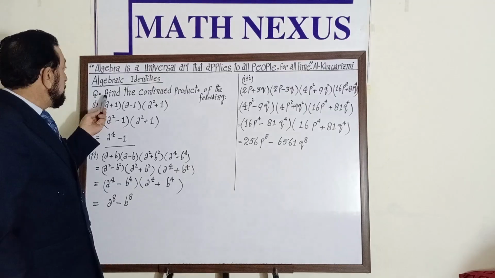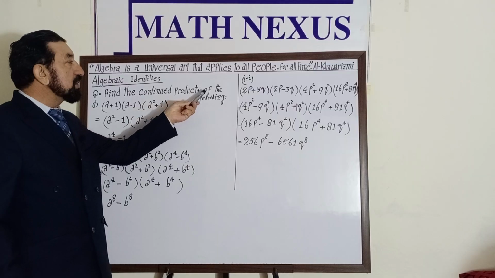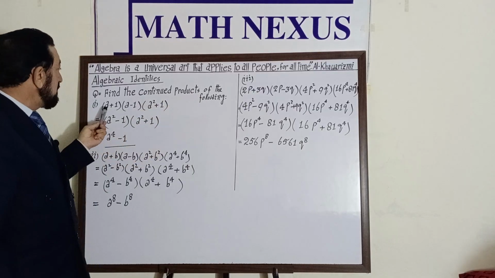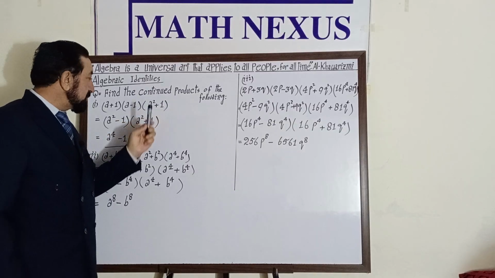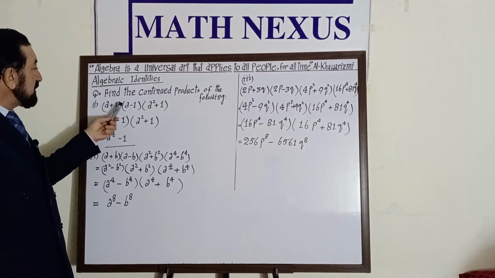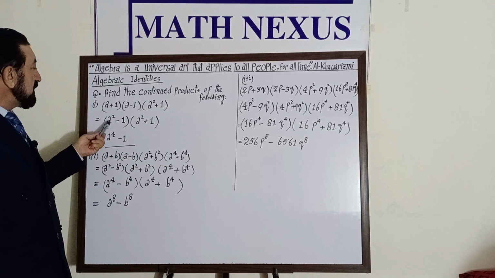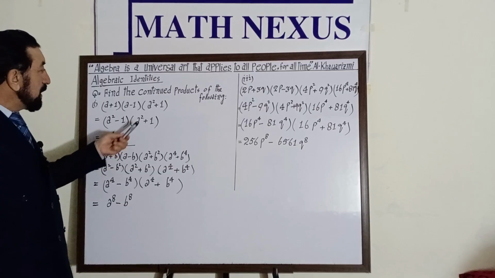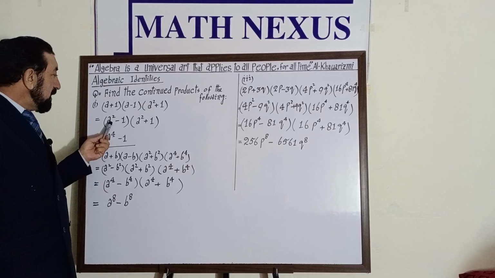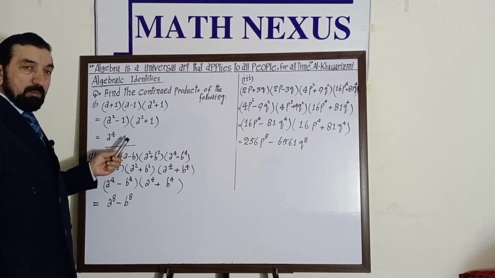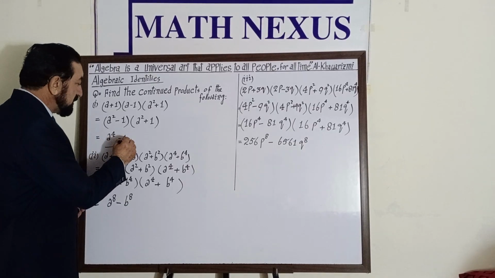Look at the question. Find the continued products of the following. First, a plus 1 into a minus 1 into a square plus 1. We can write a plus 1 into a minus 1 as a square minus 1, into a square plus 1. Again, we can write a power 4 minus 1. This is the answer of the question.